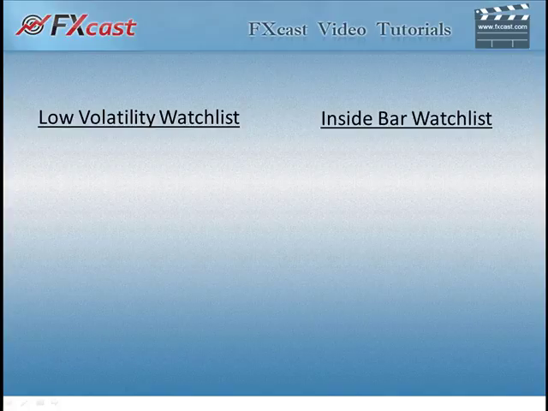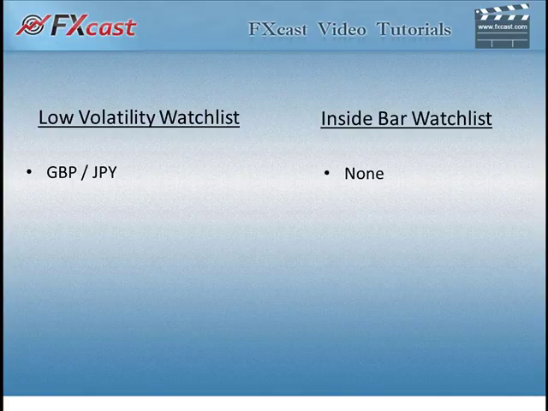Okay, for our low volatility watch list, we didn't have a textbook one. I am watching the pound yen just to see if this does set up, and we don't have an inside bar watch list for right now. Let's pull up the charts and I'll show you what I mean. We don't have a textbook, but we do have this pound yen setting up. So let's pull up the charts.